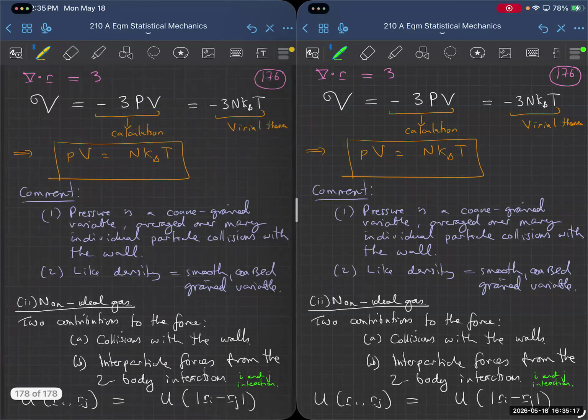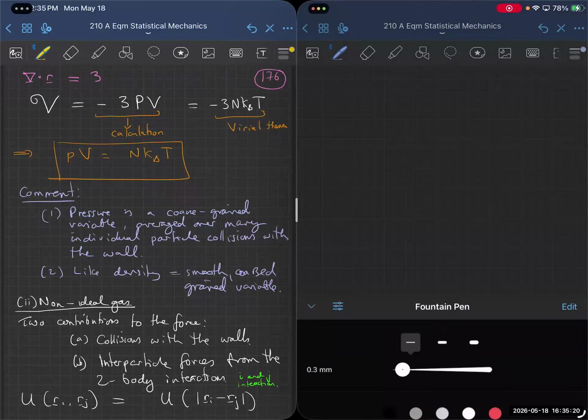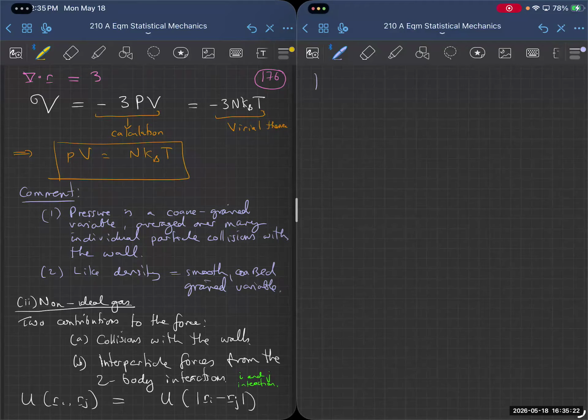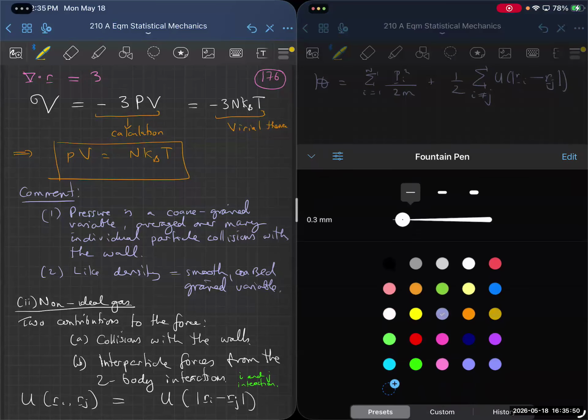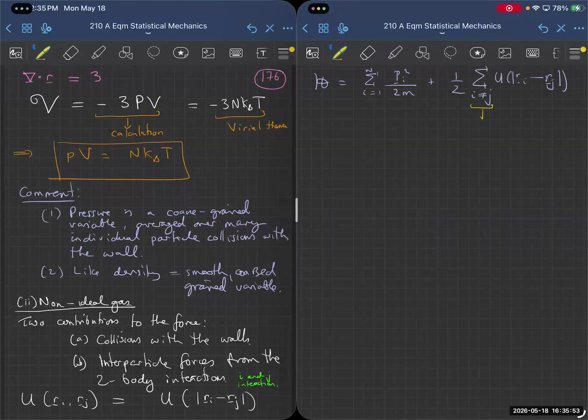So to write down the full interaction, we have to remember that the Hamiltonian for the system is then the sum from i equals 1 to n of pi squared over 2m plus 1/2 the sum over i not equal to j of u of Ri minus Rj, like that. So let me just talk about this very quickly. So first of all, here we're assuming that particles don't interact with themselves.